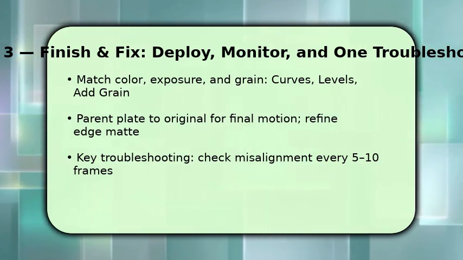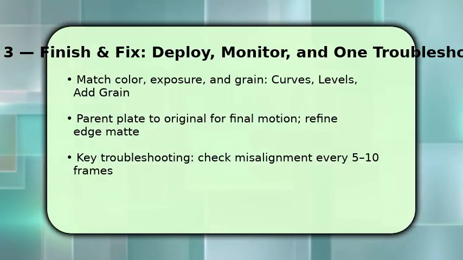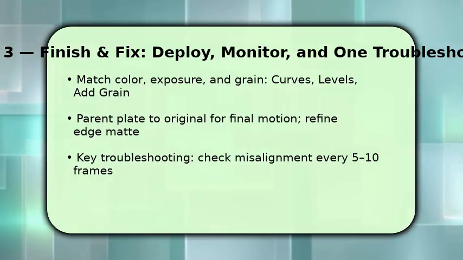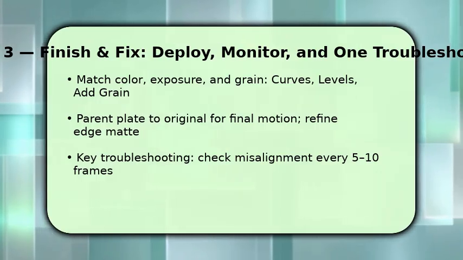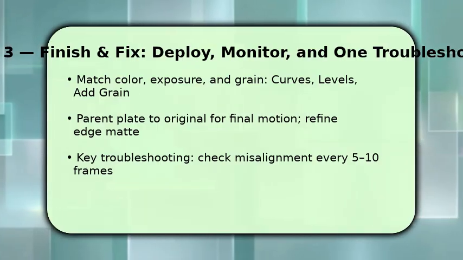Use curves and levels to correct exposure and hue, then add subtle grain to match sensor noise. Parent the plate to the original tracked layer to inherit residual motion, refine edge matte, and perform a tiny Gaussian blur if needed. Render a short test clip.